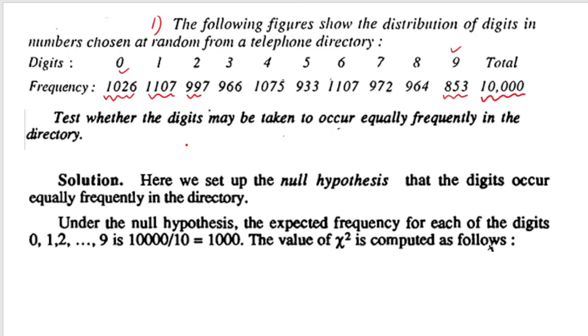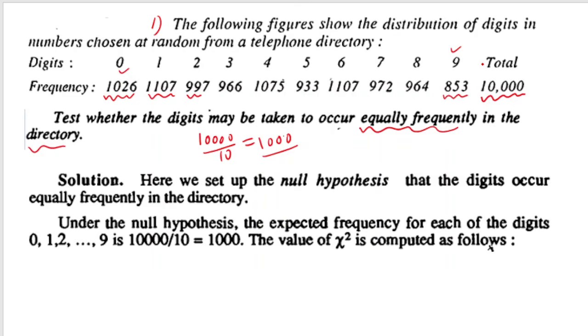Now what do we have to test here? So this is the observed frequency. We have to test whether the digits may be taken to occur equally frequently in the directory. So if there are 10 digits varying from 0 to 9 and in total they are occurring 10,000 times, theoretically if they occur equally frequently, each of them should occur how many times? Each of them should occur 10,000 by 10 times. So each of them should occur 1000 times. I hope you got this point.